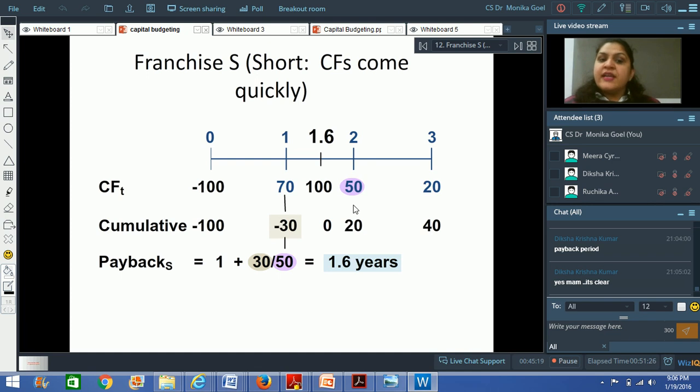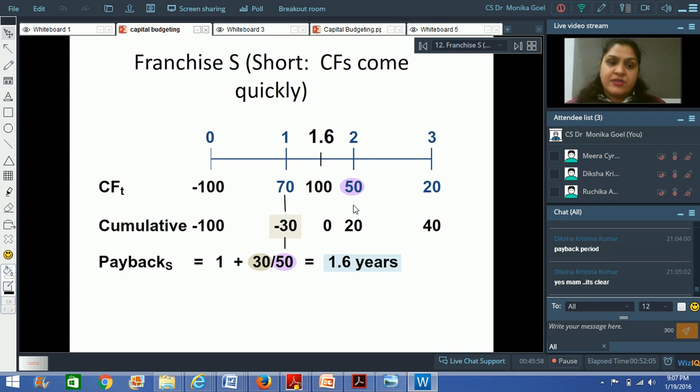You want to know the period in which you are getting your initial money back. So what will you write? 1 year plus, how much do you want more? You want 30 more. 1 year plus 30 divided by 50. How much are you getting? You are getting 50. So in this particular project, you are getting your money back in 1.6 years. If I go simply by the payback period method, that too the undiscounted payback period method, I would simply say that I would like to go for project S. I would like to go for franchise S because here I am getting my money back in 1.6 years. But in franchise L, I am getting my money back in 2.375 years.